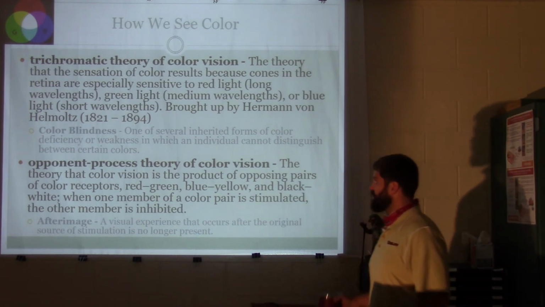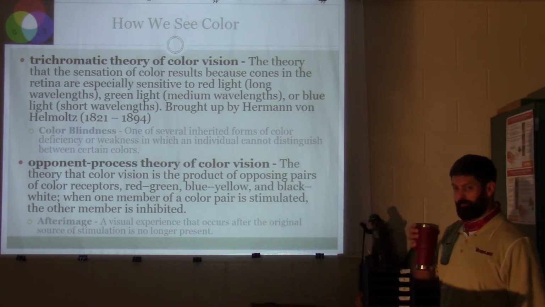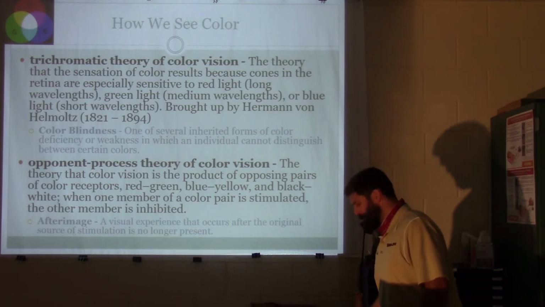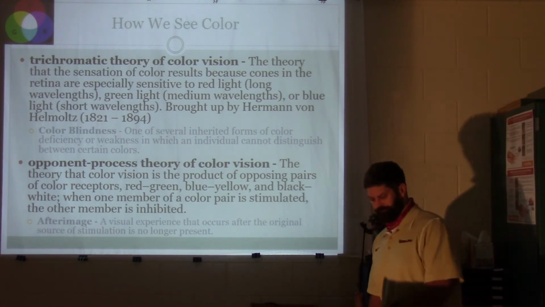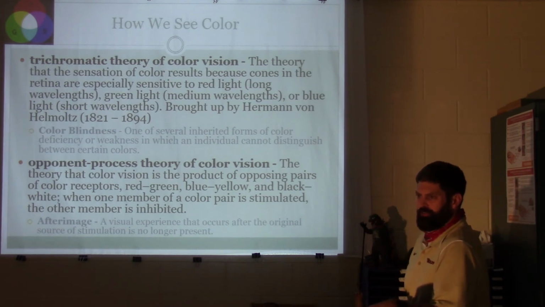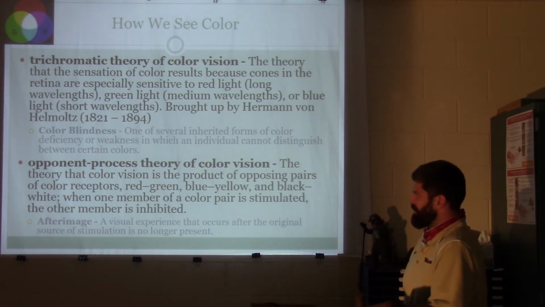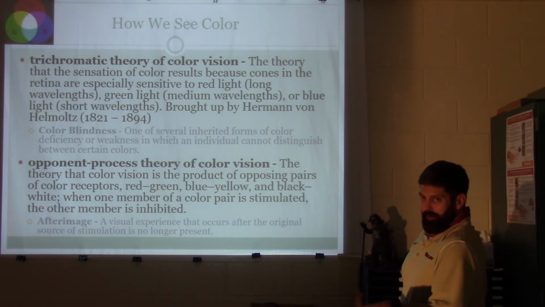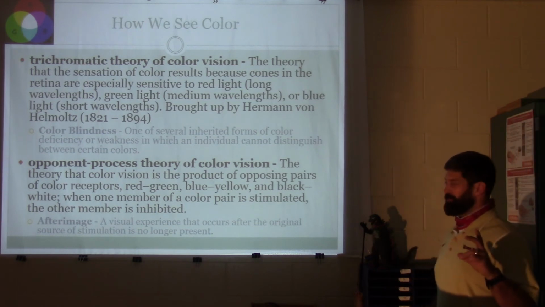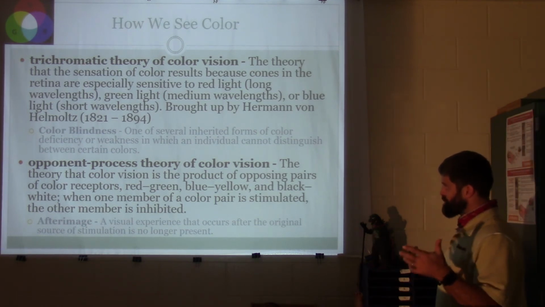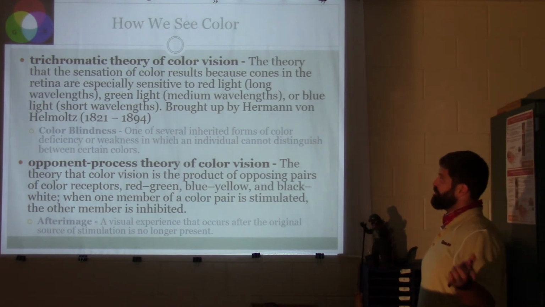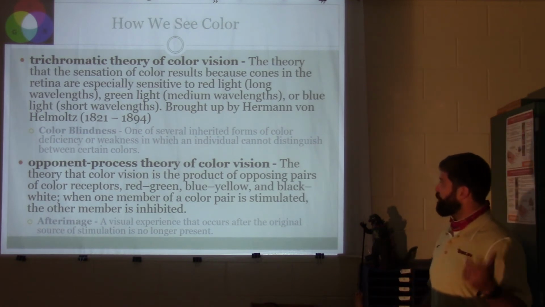All right, how we see color. We got two theories. Both of them are right. So that's one of these things in psychology, right? That two theories explain something on a different level every single time. Emotion is like that. So here we go. Trichromatic theory of color vision. This is the theory that sensation of color results because cones in the retina are especially sensitive to red light. That would be long wavelengths. They're also sensitive to green light, medium wavelengths, or blue light, short wavelengths.